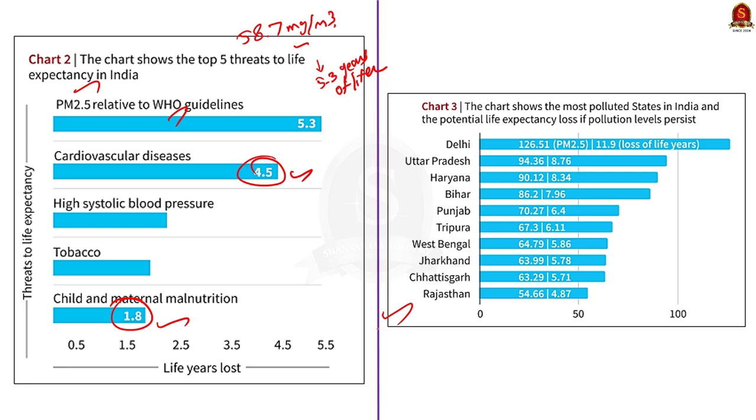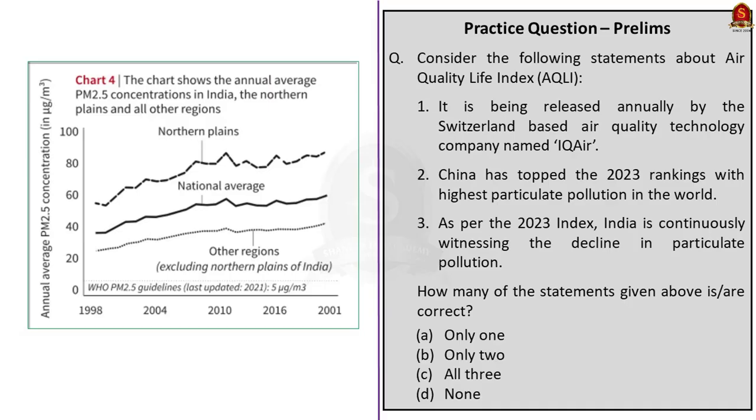This chart shows the most polluted states in India and the potential loss of life if pollution levels do not meet the WHO guidelines. According to the data, Delhi is the most polluted city. So, around 18 million people living in Delhi could lose 11.9 years of life expectancy if the current pollution level persists. Delhi is followed by other North Indian states like UP, Haryana, Bihar and so on. Now coming to the final chart.